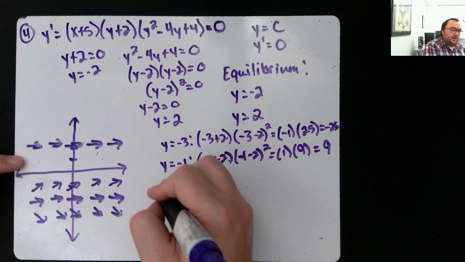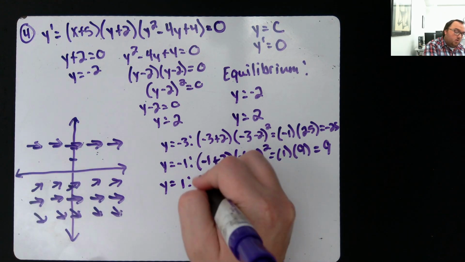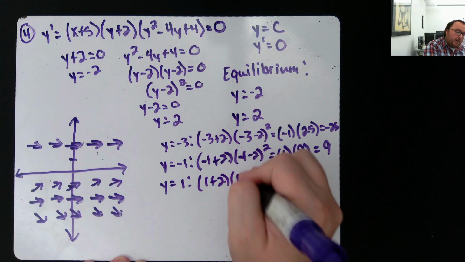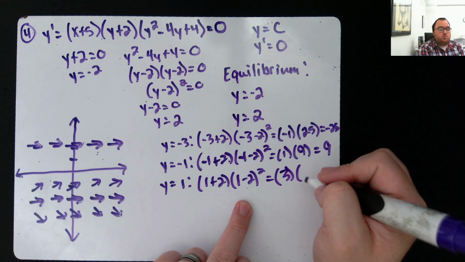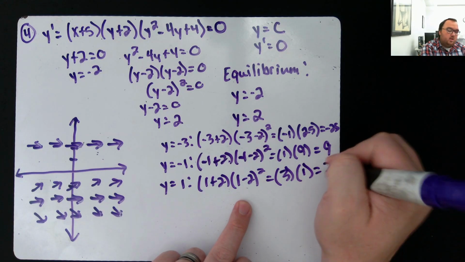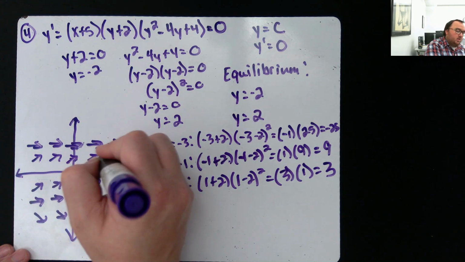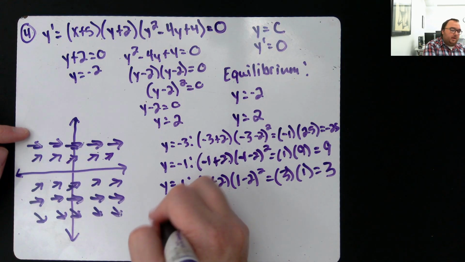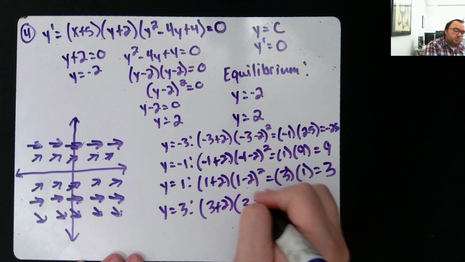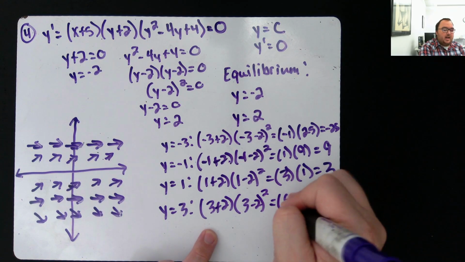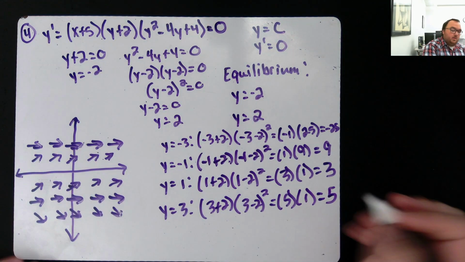Below 2 is 1, so y equals 1. 1 plus 2, 1 minus 2 squared. 1 plus 2 is 3. 1 minus 2, square that, it's going to be +1, which gives you 3. So I'm pointing up. Above 2 is going to be 3. So 3 plus 2 times 3 minus 2 squared. 3 plus 2 is 5. 3 minus 2 is 1. 1 squared is 1. So you get +5.